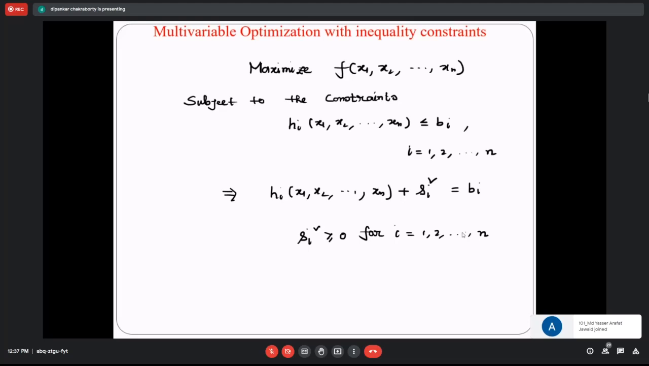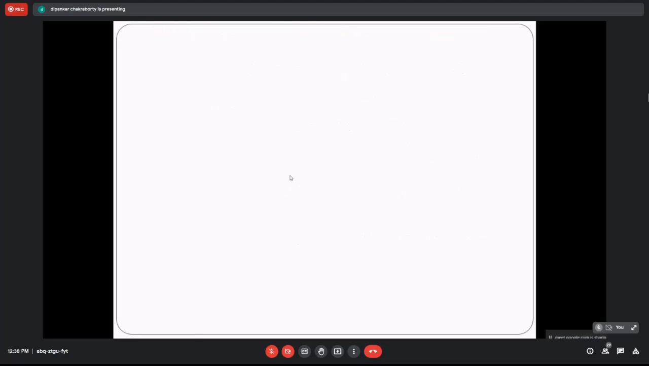Clear? Now, we'll proceed to think about the necessary conditions and the sufficient conditions of the method of solving this kind of inequality constraint problem. The method we are going to learn is known as the Karush-Kuhn-Tucker conditions, or in short, the KKT conditions.